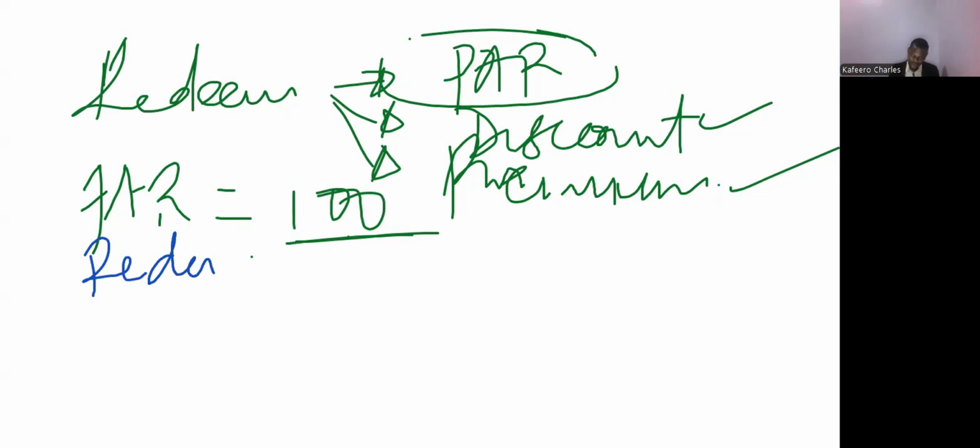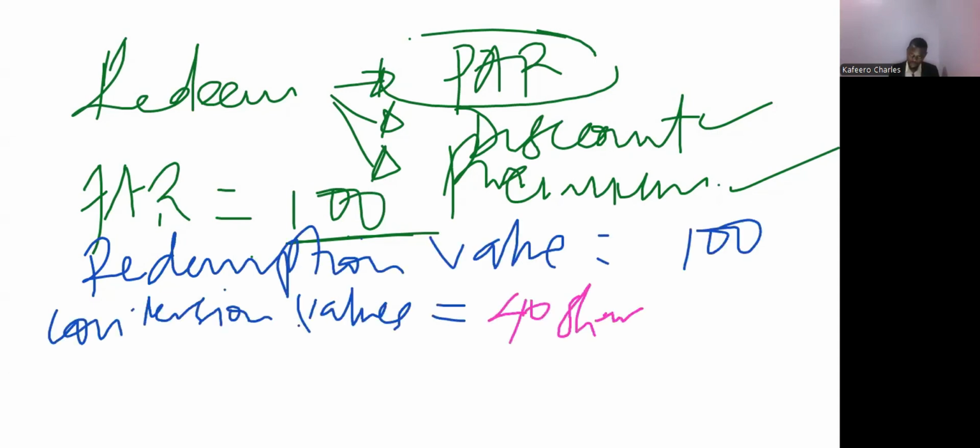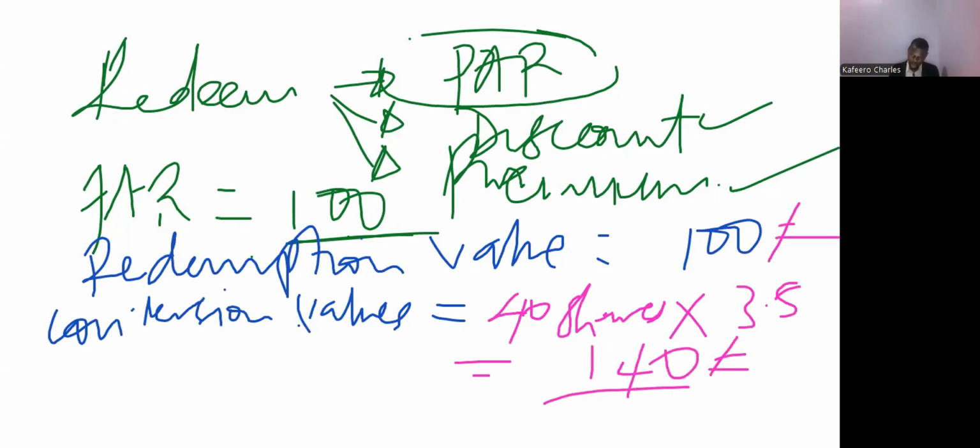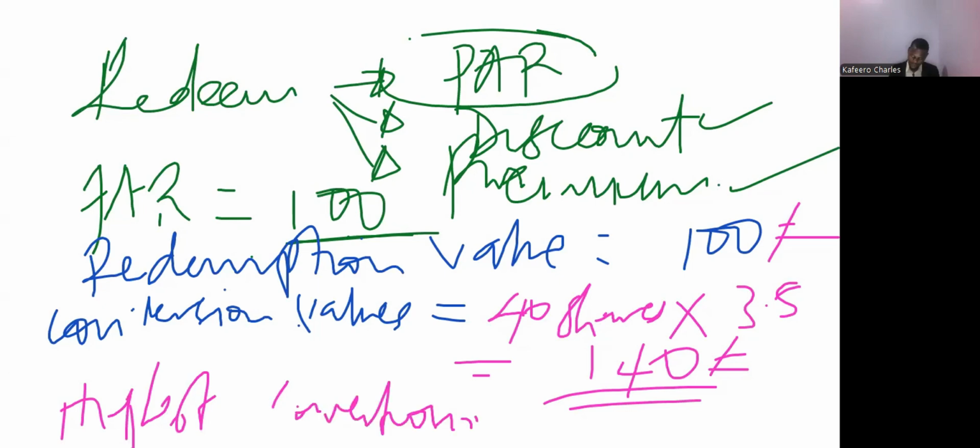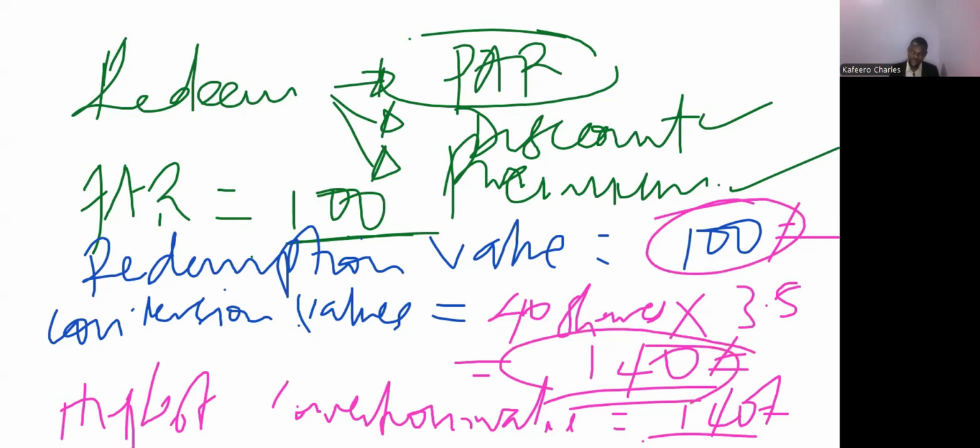They have told us that it is going to be 40 shares times the market price, which is 3.5. So this is going to give us 140 shillings. So we pick which one is the highest. Of course, the highest is now the conversion value of 140. So we shall go by this 140. This is 140, this is 100. So we pick the highest.